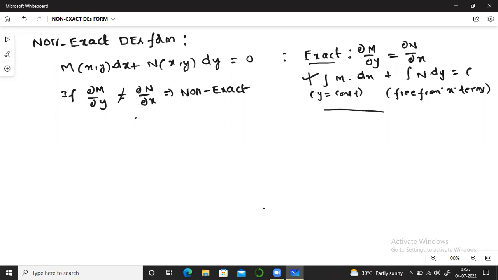One way is case 1. I treat this as method 8, because so far we have seen 7 methods. So under method 8, in case 1, the non-exact differential equation has dou M over dou y not equal to dou N by dou x. Under case 1, method 8, we do the inspection method. Method 8 is called the inspection method.